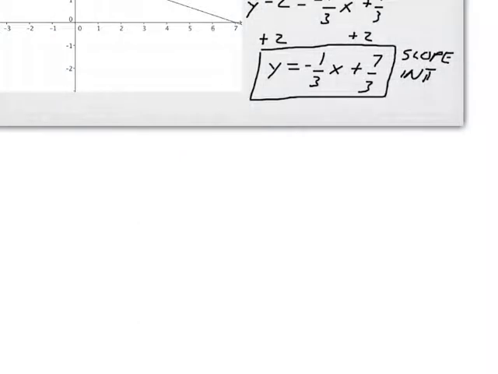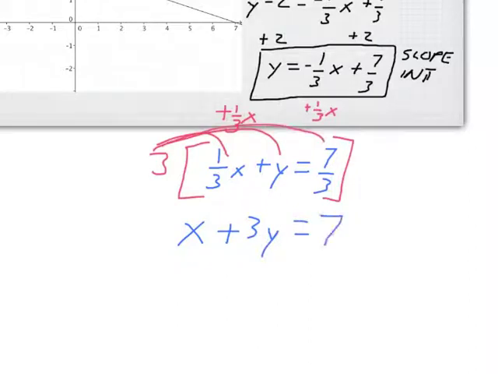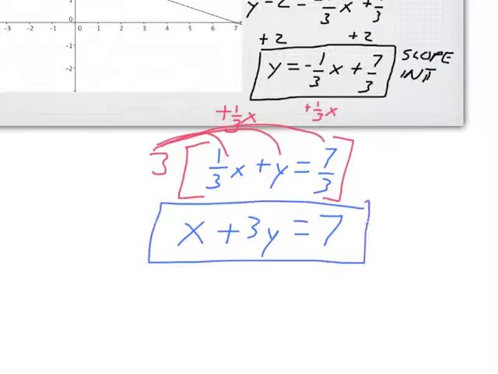So let's add 1/3 x to both sides. And then to ensure that all the coefficients are integers, I see that the greatest common factor here would be 3, and so I'll multiply both sides by 3. 3 times 1/3 x, of course, is just x. 3 times y gives me 3y, and that equals 7. And so there we have our standard form.